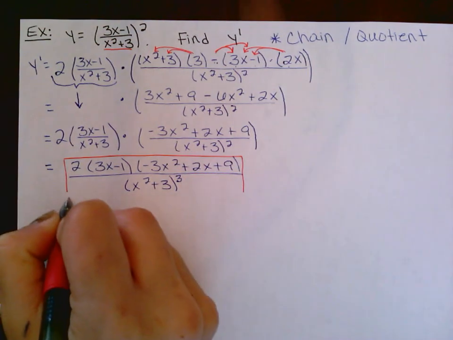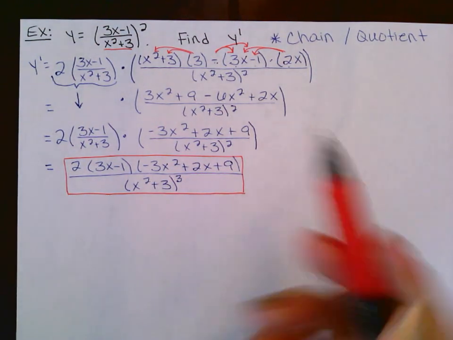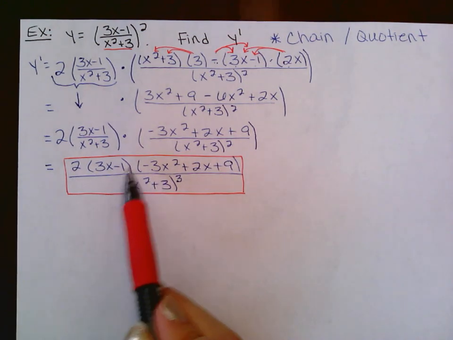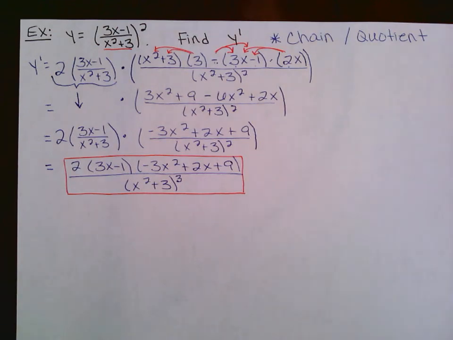Again, remember, I finished the calculus way back in the first step. This is all just me cleaning. Another option would be to distribute this 2 and then FOIL and distribute all of these. Not needed. We're okay to leave it just like that.